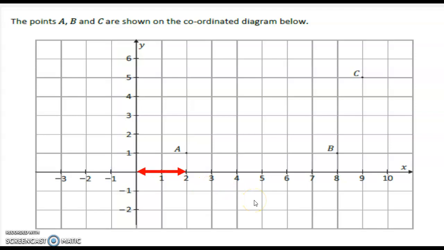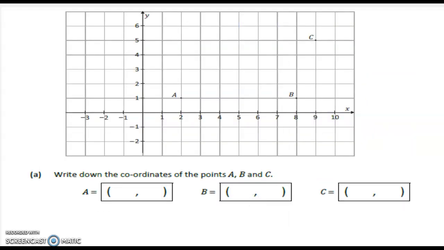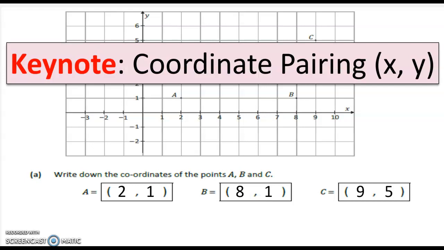But in our first part here, part A, so you go to 2, up to 1, and there's your coordinate labelled. Go to B there, so out to 8 and up to 1. And for C, go to 9, up to 5, and that is it, finished. So labelling and putting these in the boxes like you would in your paper, 2, 1, 8, 1, and 9, 5. That's part A. Remember, the keynote here is coordinate pairing. X comes before Y because X comes before Y in the alphabet.